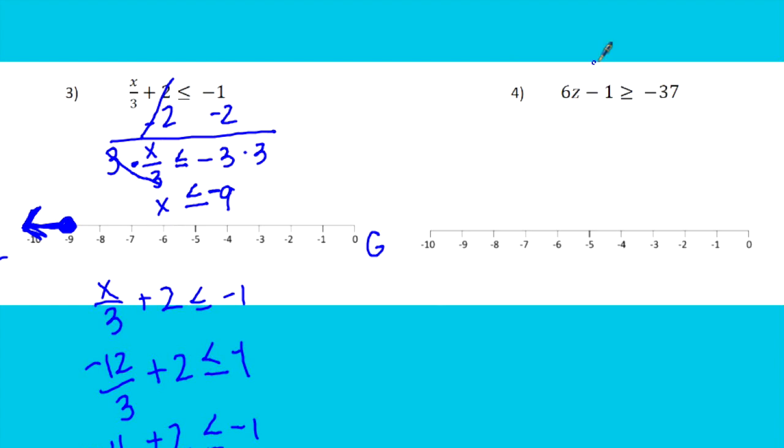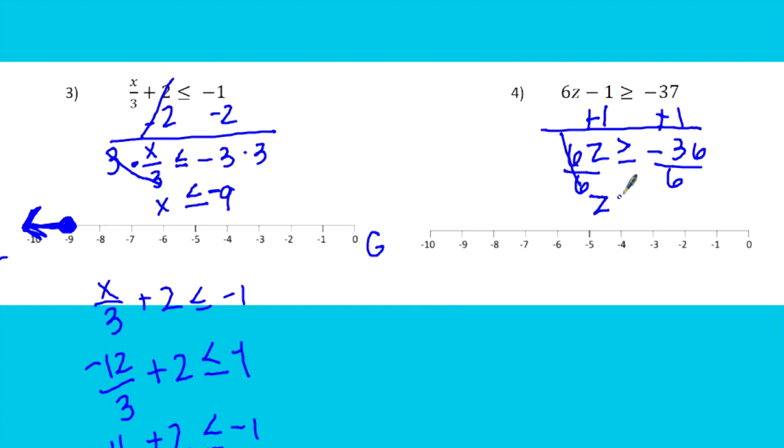Now in our last example, we have one more two-step equation here. First thing we need to do is get rid of our constant on the side with the variable, so I'm going to add 1 to both sides. That leaves me with 6z is greater than or equal to negative 36. Now I'm multiplying z by 6, so I'm going to do the opposite and divide by 6. When I do that, I'm left with z, and then over here I have negative 6. Now again, we are dividing using a negative number here, but it wasn't on the side with the variable, so this will not flip the sign. And now we're just left with z is greater than or equal to negative 6.